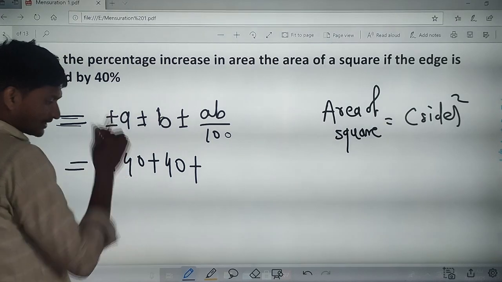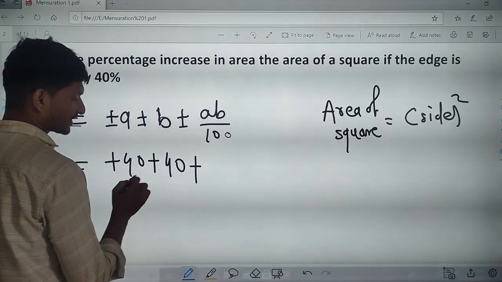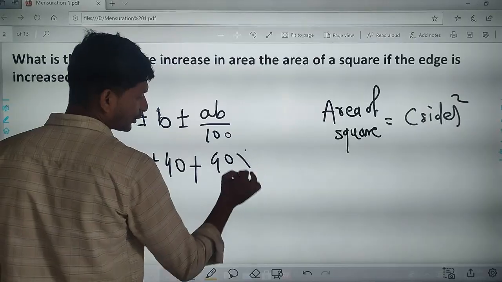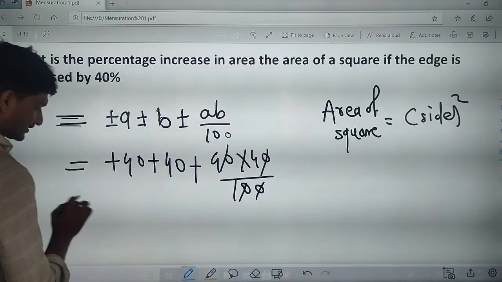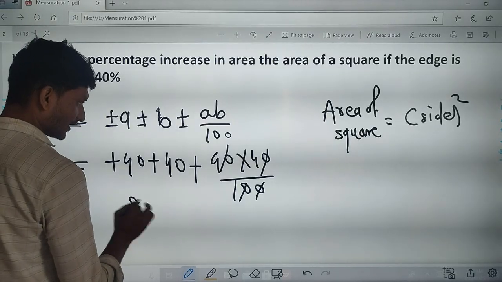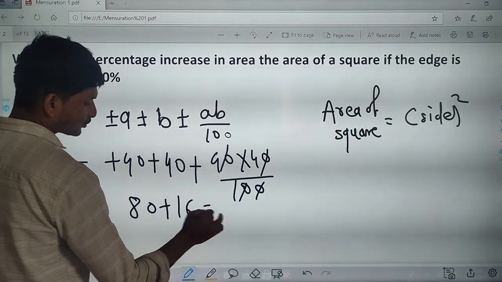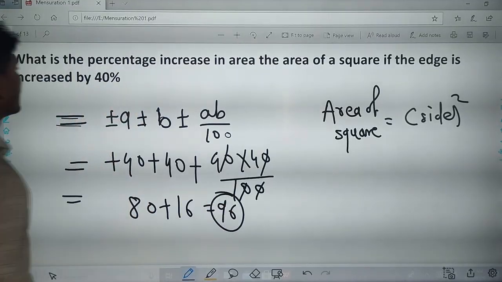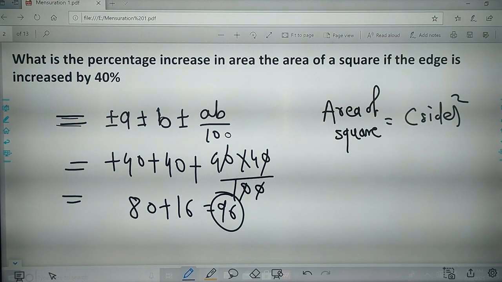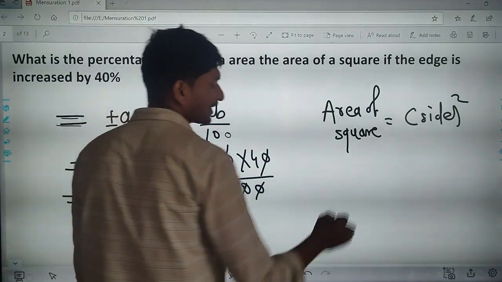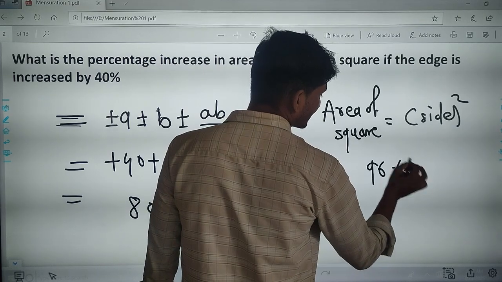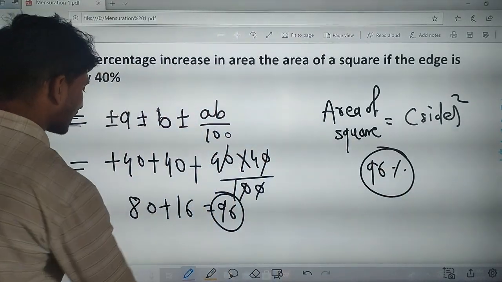Increased means plus. Then the cross multiplication of these two: 40 into 40 divided by 100. The zeros get cancelled. Then 40 plus 40 is 80, plus 16 is equal to 96. Then your area is increased by 96%. If the edge is increased by 40%, then the total area is increased by 96%.